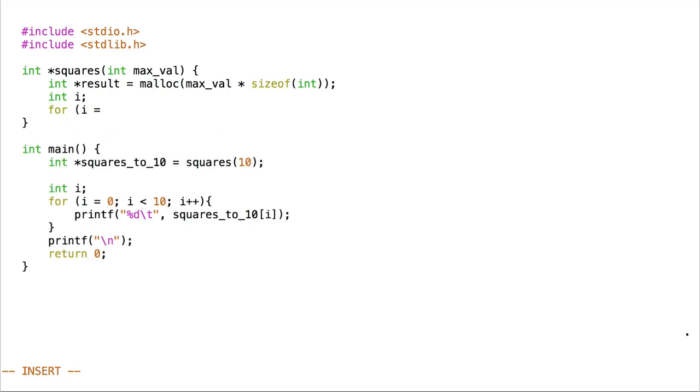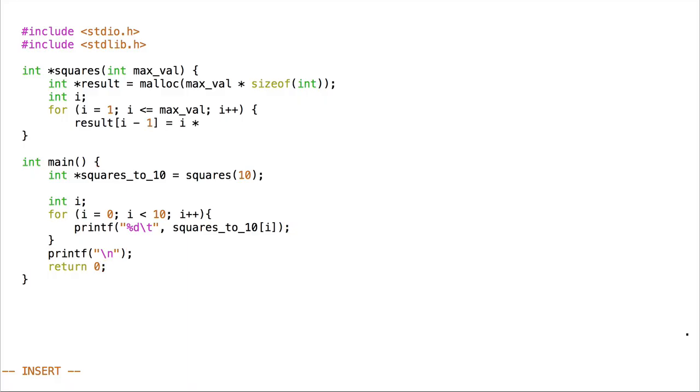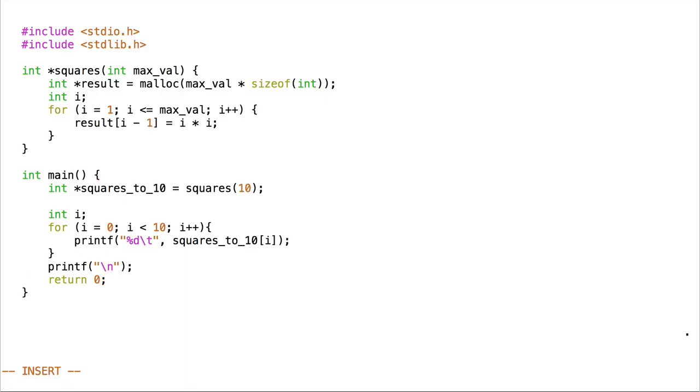Now we can loop over our array and set the squares. This should be easy for you now. Notice that result was type int star, but we are accessing result using the array notation. Code is usually easier to read using array notation, so we recommend using it rather than pointer notation where possible.